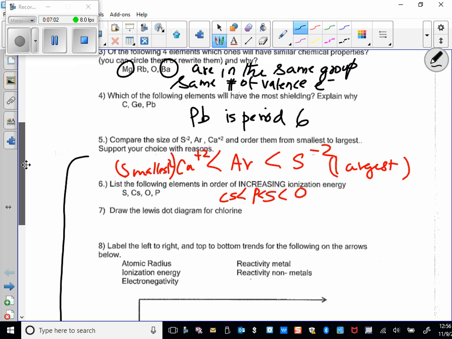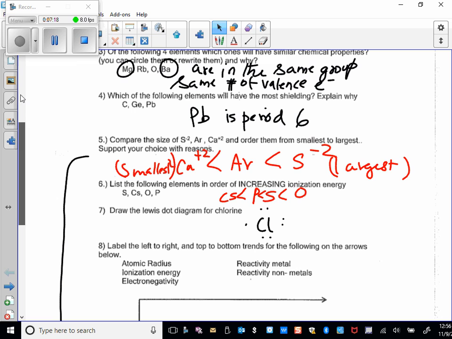Okay? So chlorine has how many dots? 7. It has 7 valence electrons, so it will be 7 dots. Are we good? Do we understand this? And then the rest is just writing patterns down. Is that right?